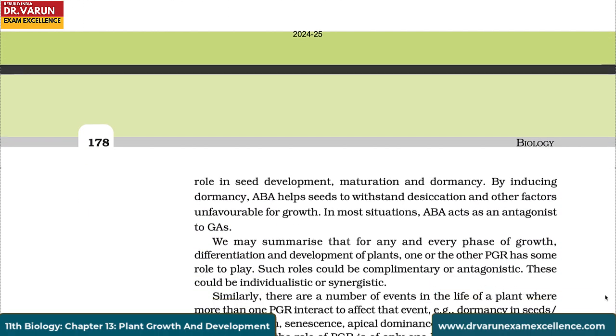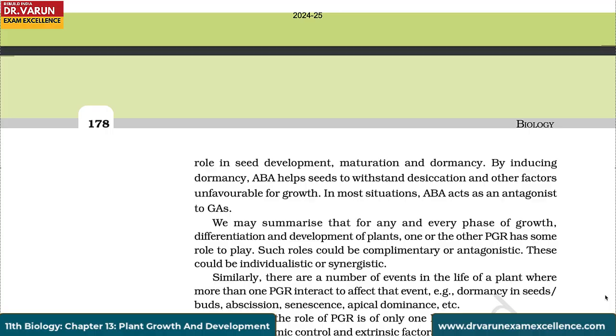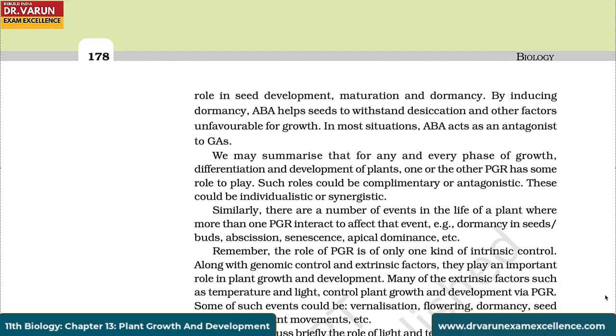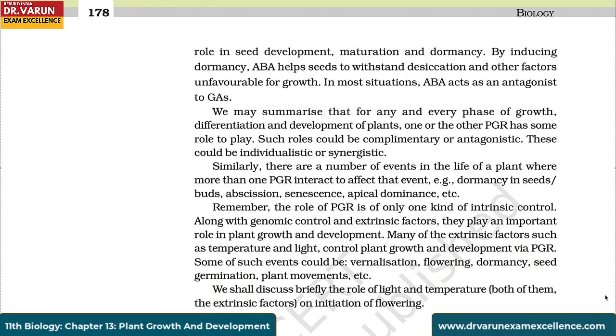Abscisic acid plays an important role in seed development, maturation, and dormancy. By inducing dormancy, abscisic acid helps seeds to withstand desiccation and other factors unfavorable for growth. In most situations, abscisic acid acts as an antagonist to gibberellic acids.